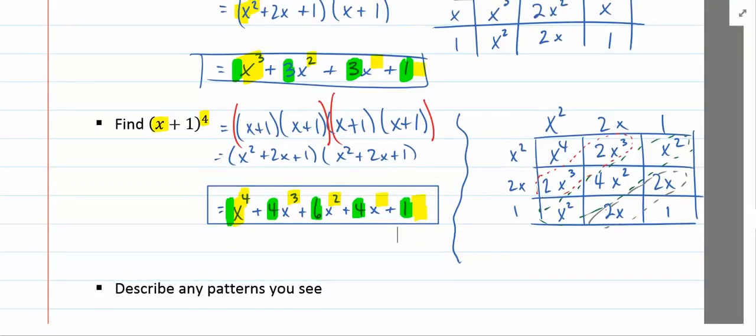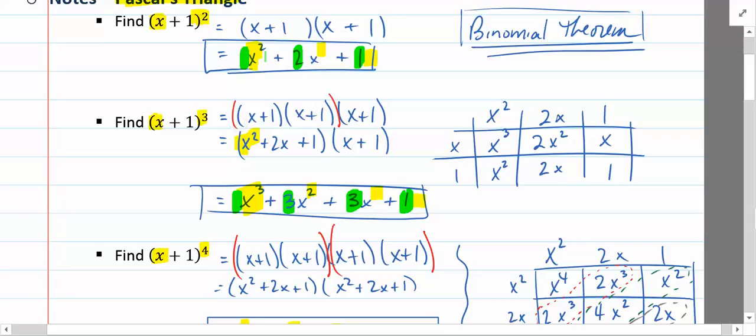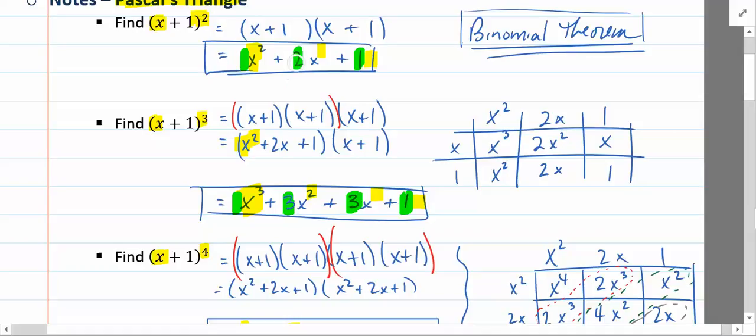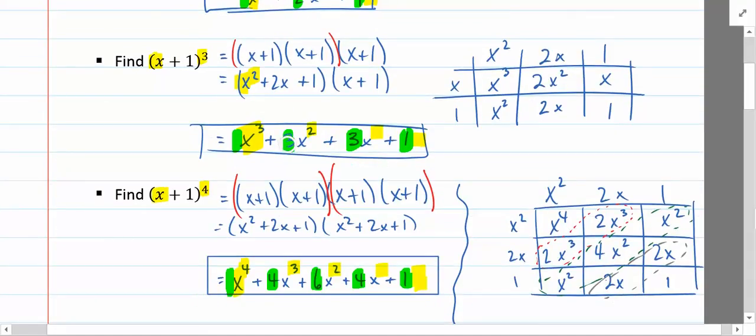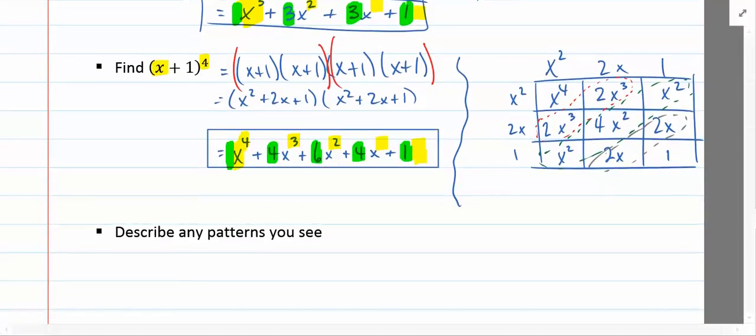There's a clear pattern that's starting to form where our coefficients start to increase and then they reduce at the same rate coming back down the other side. And you may have noticed that the first entry is always 1 and the last entry is always 1. Beyond that, you might see that this second value increased by 1 each time. So we went from 1 to 2, then 1 to 3, and then 1 to 4. You might guess that the next one is 1 to 5. And you would be correct.